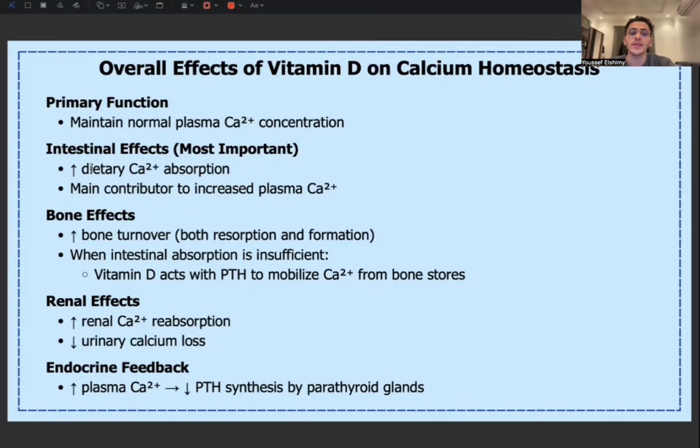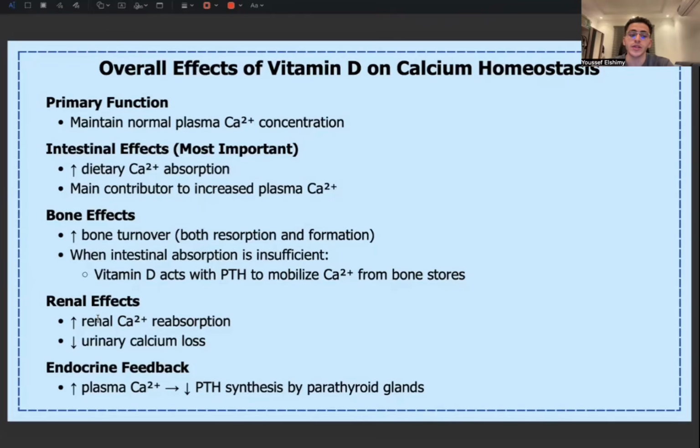It leads to increased dietary calcium absorption. We mentioned that vitamin D likes to increase calcium, so it favors the absorption of calcium through diet. It is actually the main contributor to increased plasma calcium levels. Then we have bone effects, which increase bone turnover, both resorption and formation. Whenever there's bone resorption, there's release of calcium and phosphate. Whenever intestinal absorption is insufficient, vitamin D acts with PTH to mobilize calcium from the bone stores by bone resorption.